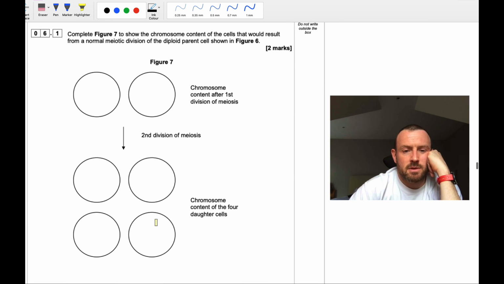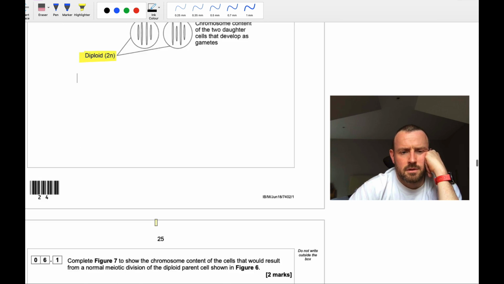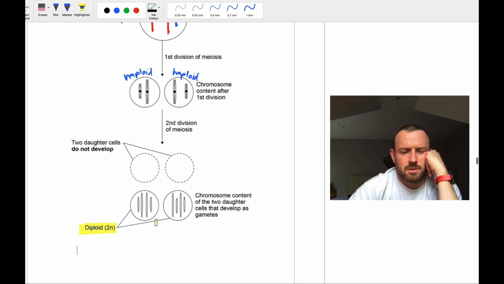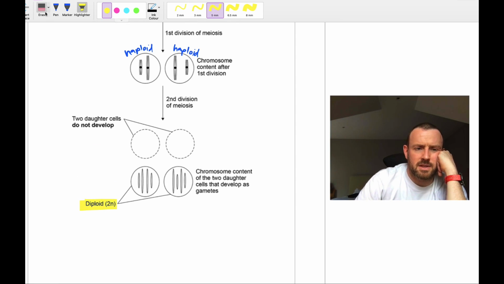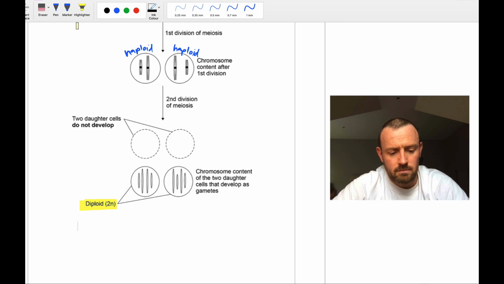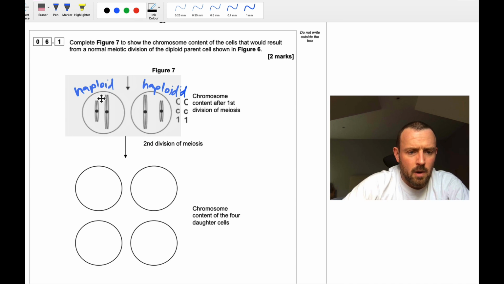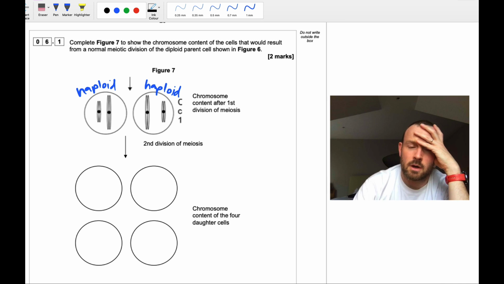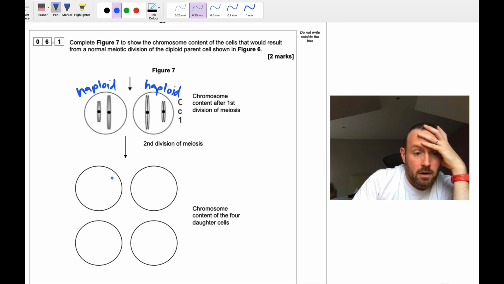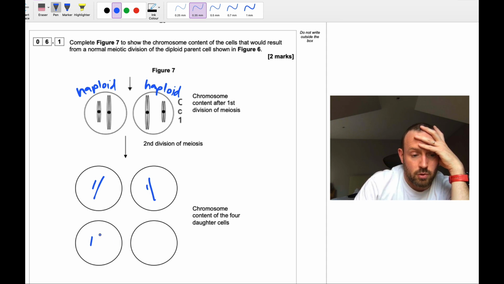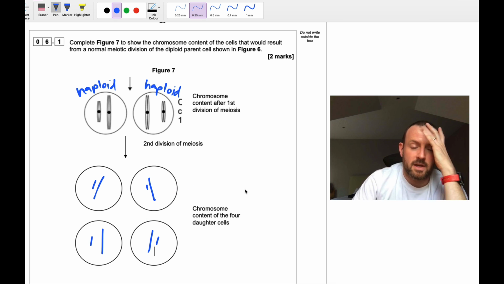Complete figure 7 to show the chromosome content of the cells that would result from a normal meiotic division of the diploid parent cell shown in figure 6. Okay, so after the first division of meiosis, basically we just want to take this whole image and copy it. I'm going to do that now, like so. But what would it look like after? Well, each one would have short, long, short, long, short, long, and short, long. Doesn't matter the order. Okay, so just like that.